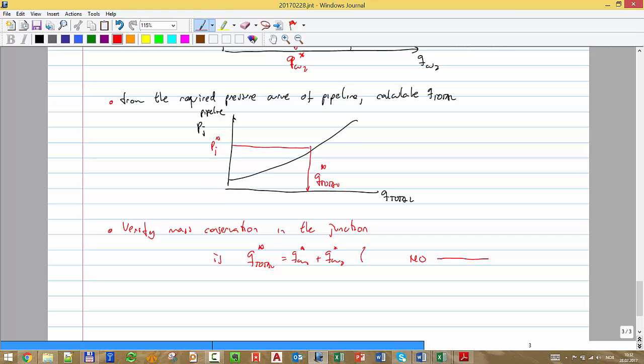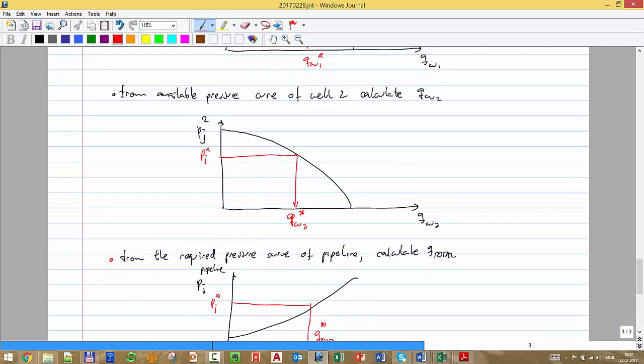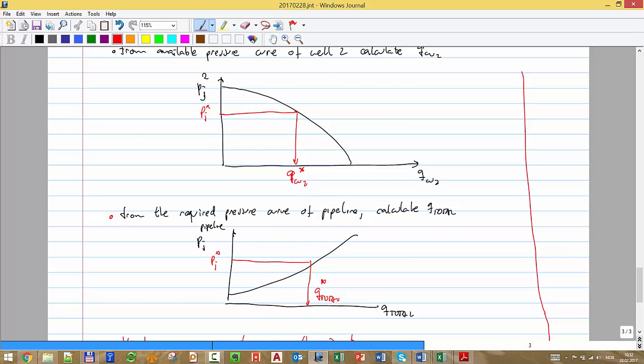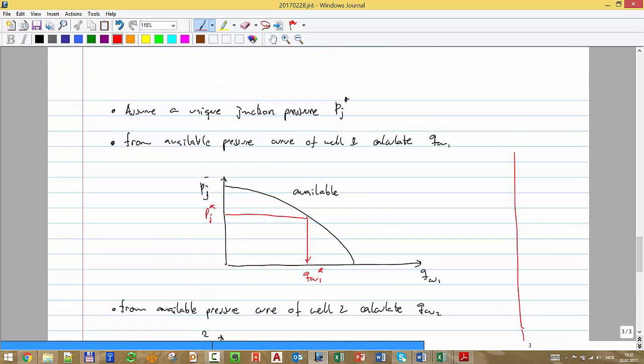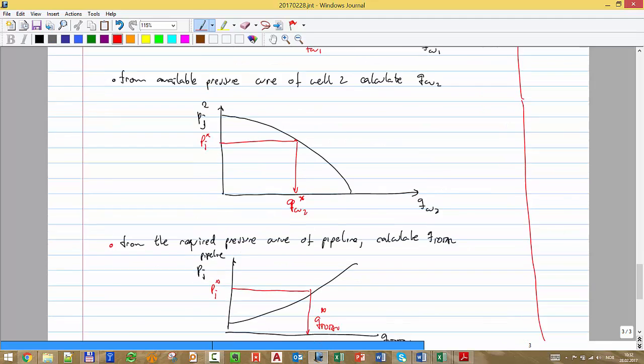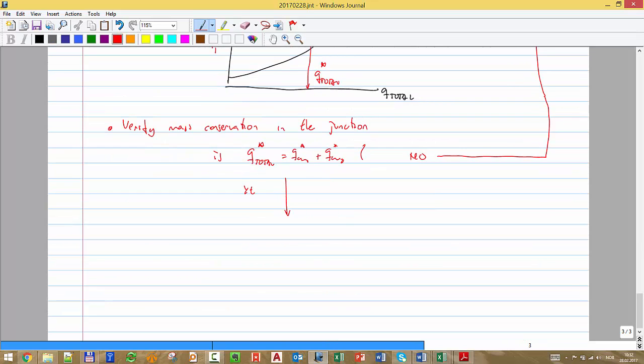If no, what do I do? Repeat, and I assume another PJ, another pressure at the junction. If yes, I'm lucky, then PJ star, QW1 star, QW2 star and Q total star are the equilibrium conditions. Is that clear?